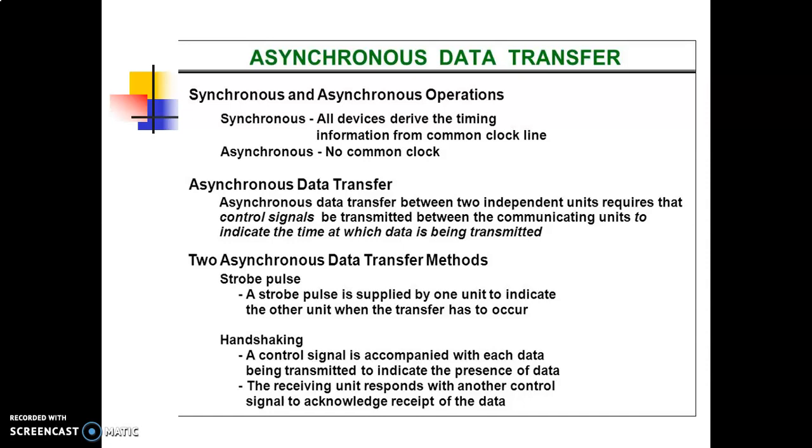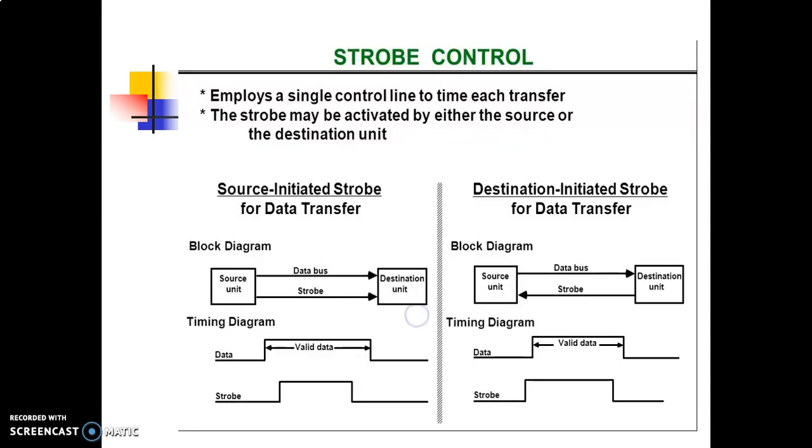Okay, so these are some examples of synchronous and asynchronous data transfer. What synchronous is, what asynchronous is, and how we can implement asynchronous transfer using these two methods: strobe pulse and handshaking. Okay, in the next slide, we'll discuss in detail the strobe pulse or strobe control operation.